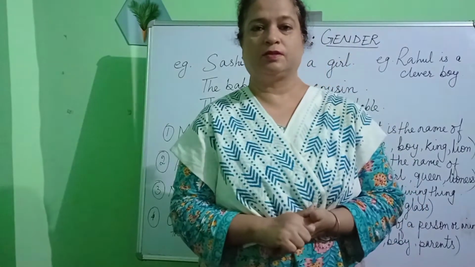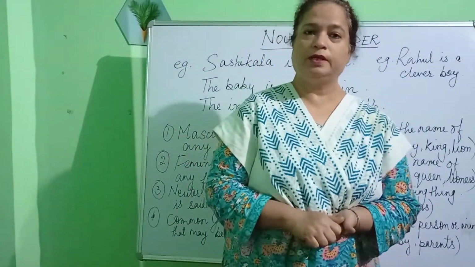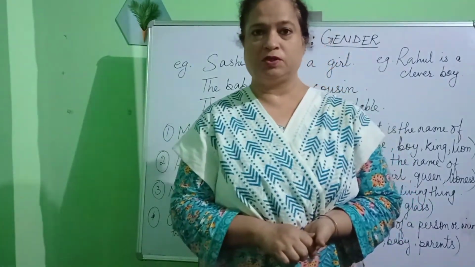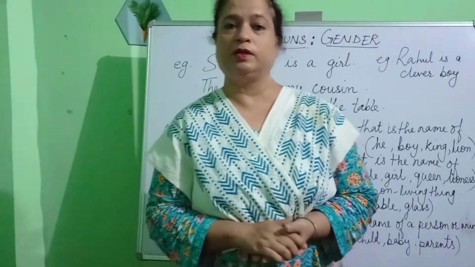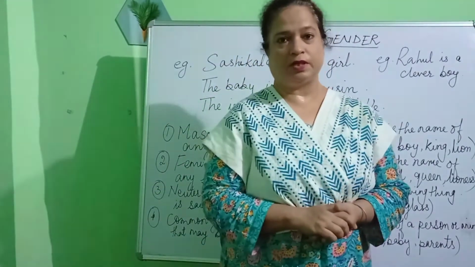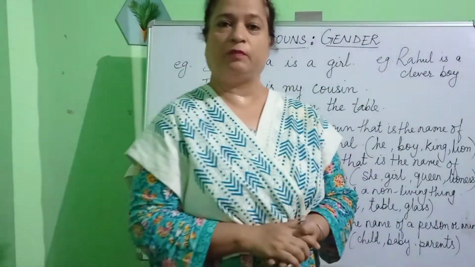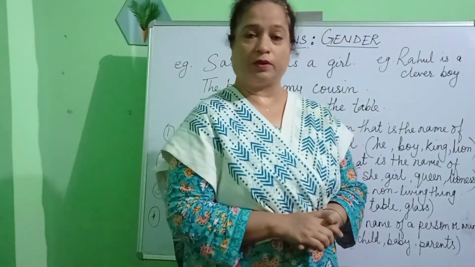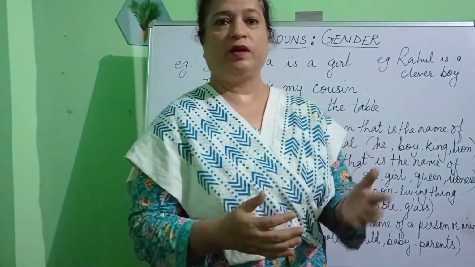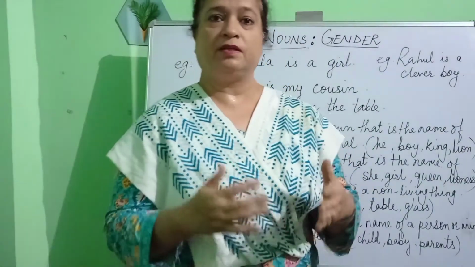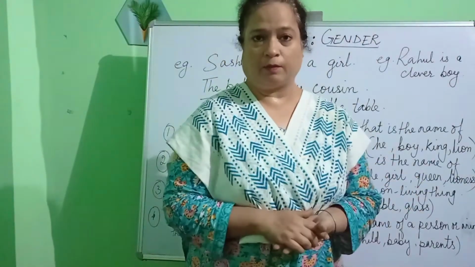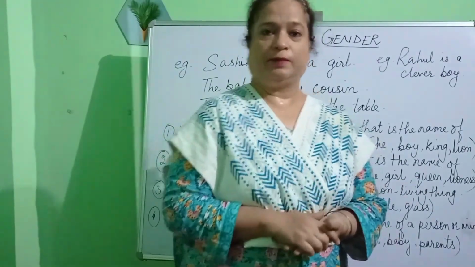Again to another class of English grammar. Today children, we are starting with the noun chapter and we are basically going to learn about the gender. Now you already know what a noun is. A noun is a name of a person, place, animal or a thing. But when we talk about noun, there are different kinds of gender that come along with the noun chapter.